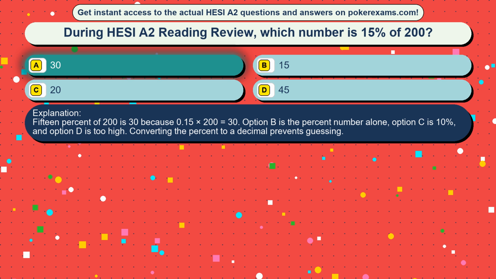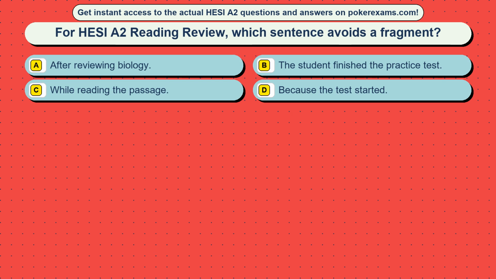Option B is the percent number alone, option C is 10%, and option D is too high. Converting the percent to a decimal prevents guessing. Question 22. For HESI A2 reading review, which sentence avoids a fragment? Option A, after reviewing biology.